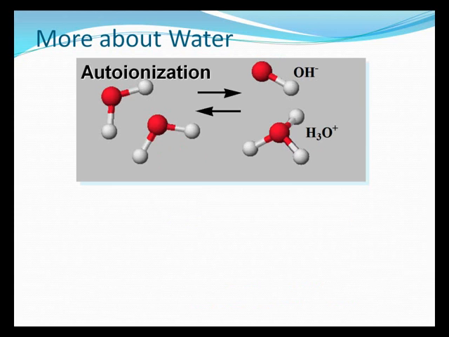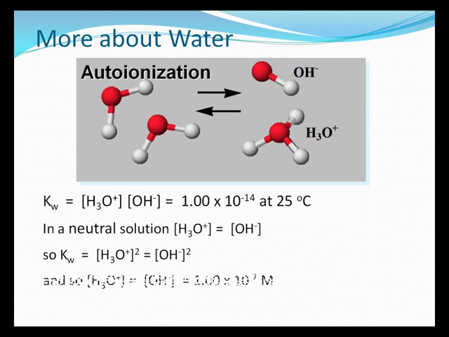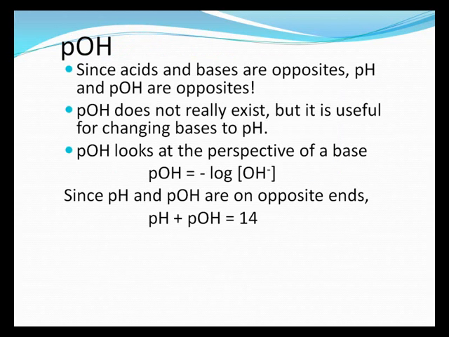Well, moving on and using that, you, I hope, will remember that since the Kw is H3O+ times OH-, and indeed they multiply to give you that 1.00 times 10 to the negative 14. In a neutral solution, H3O+ equals OH-, and they both equal 10 to the negative 7. And the pH at 10 to the negative 7 is going to be 7 for the neutral solution.